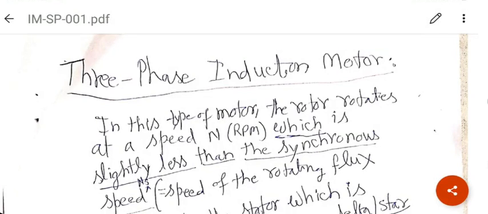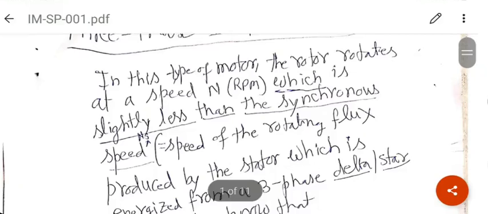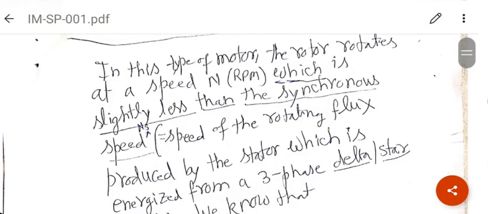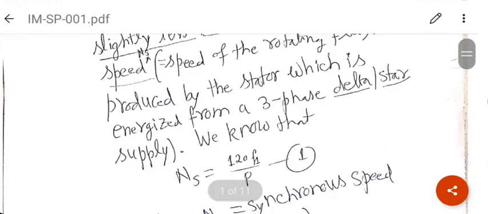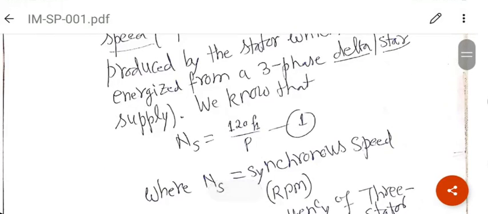I have written once again what I have been telling you. In this type of motor, the rotor rotates at a speed capital N, RPM, which is slightly less than the synchronous speed. And synchronous speed is nothing but the speed of the rotating flux produced by the stator, which is fed from a three-phase supply, and supply can be delta or star. The synchronous speed, as usual, is given by 120 F by P.